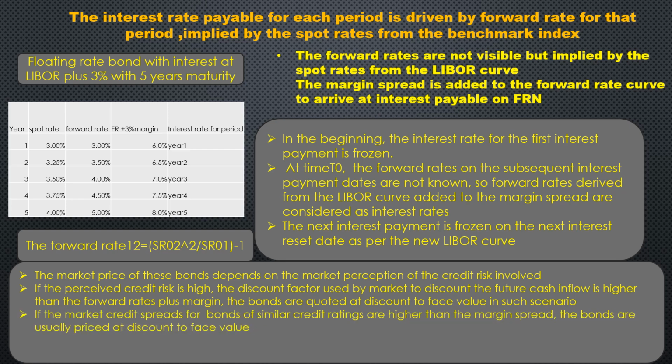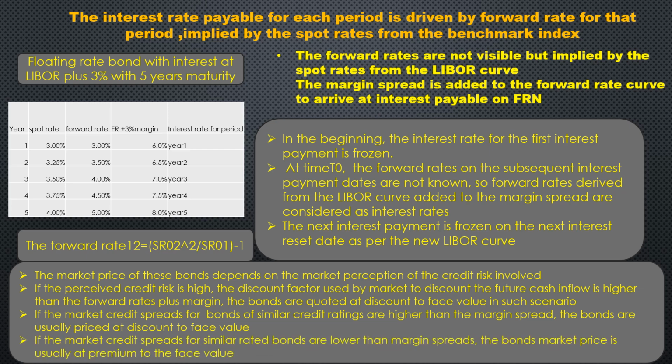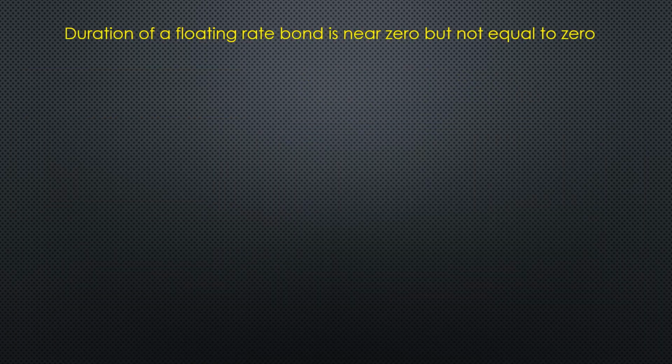If the market credit spreads for bonds of similar credit ratings are higher than the margin spread, the bonds are usually priced at a discount to face value. If the market credit spreads for similar rated bonds are lower than the margin spread, the bond's market price is usually at a premium to the face value. The duration of floating rate bonds is near zero but not equal to zero.